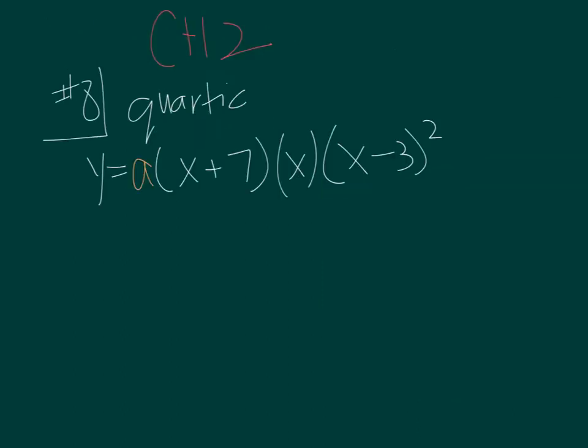Number 8 says write two possible equations for a quartic function, quartic meaning degree 4, with zeros at x equals -7, x equals 0, and at x equals 3 with an order of 2. So you can see this last one has a zero of x equals 3 with order 2, meaning degree 2 on that particular factor. So I took each of those factors, put them, and then I put an a in front. So right now to get two different equations, you can just substitute in for a to get two different equations.